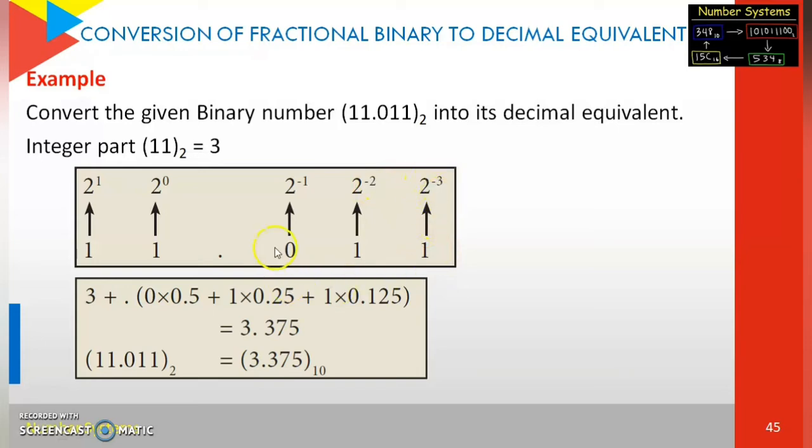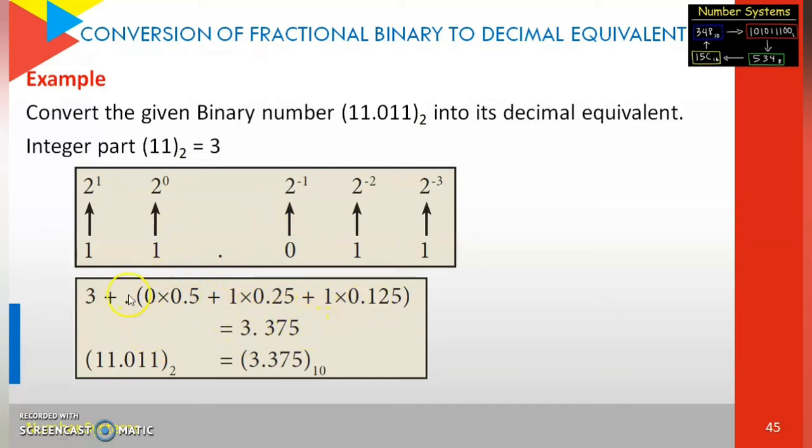What is the first step? We write the fractional part. The second step is we write the powers of 2, starting from left to right. This is a fractional number, so we use negative powers: 2 power minus 1, 2 power minus 2, 2 power minus 3. The third step is to find the positional weight of the given digits. After finding the positional weight, you multiply it with the corresponding digit and add all those numbers, and we get the result.